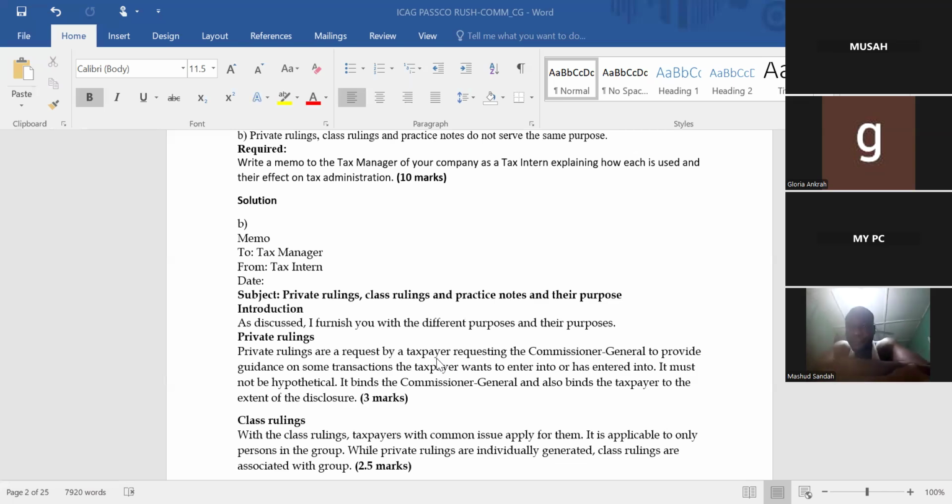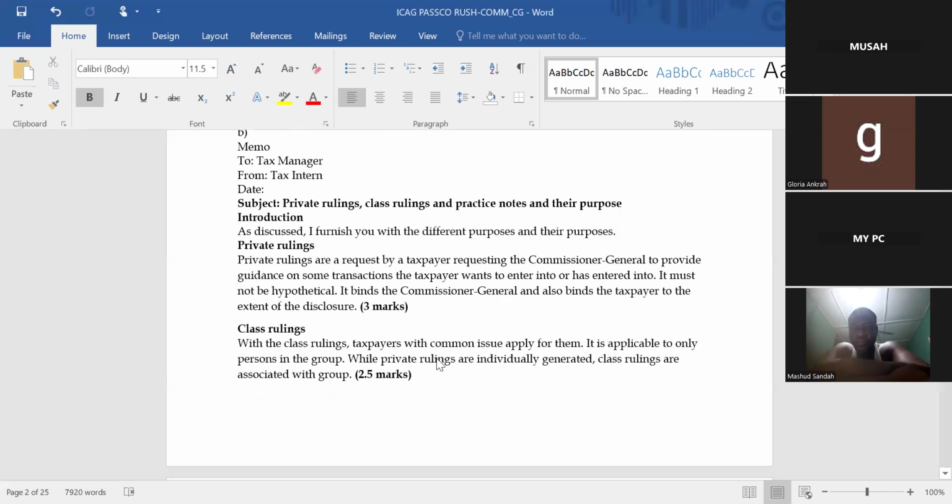Now, it must not be hypothetical, and this particular private ruling is binding on the Commissioner General and the taxpayer until it is revoked. It means that because you apply, you have to make sure that you use it until the Commissioner General revokes that ruling.